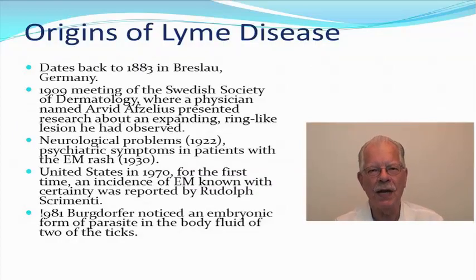Probably the original strain started in Germany, and then it was also reported in Sweden in 1909. In 1922, it was found that they caused neurological problems, and in 1970 it was found in the United States, and in 1981 Burgdorfer found that spirochetes are what caused Lyme disease, and it was transmitted by a tick. And it gets into even more detail.